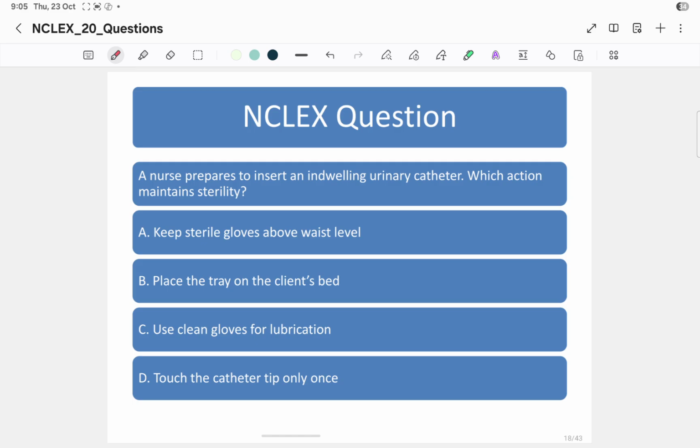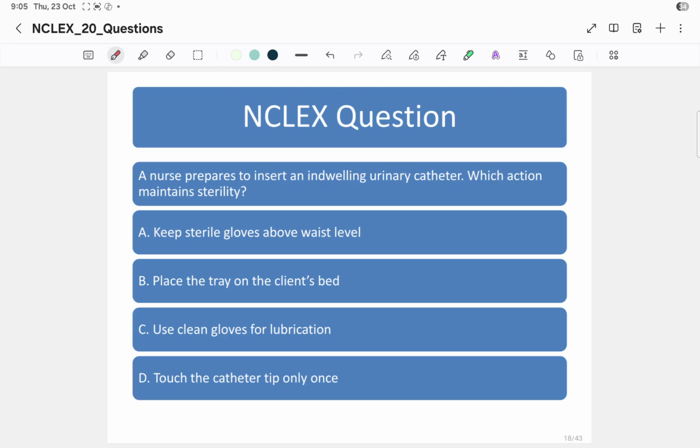Next question. A nurse prepares to insert an indwelling urinary catheter. Which action maintains sterility? A. Keep sterile gloves above waist level. B. Place the tray on the client's bed. C. Use clean gloves for lubrication. D. Touch the catheter tip only once.